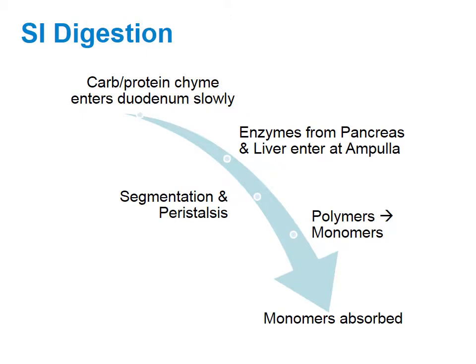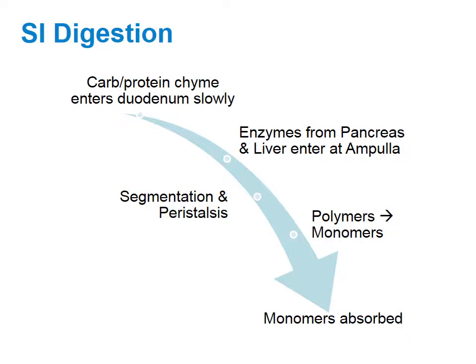The sequence of events in the small intestine. First, chyme gets mixed with pancreatic juice and liver products, enzymes and bile, respectively. These enzymes and the bile enter through the hepatopancreatic ampulla. The duodenum mixes everything with segmentation, then switches to peristalsis to move the mixed chyme forward.